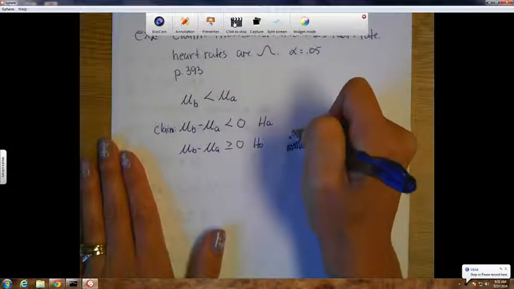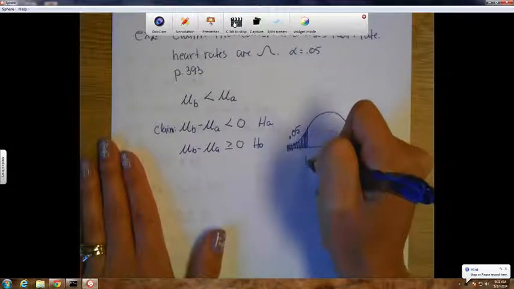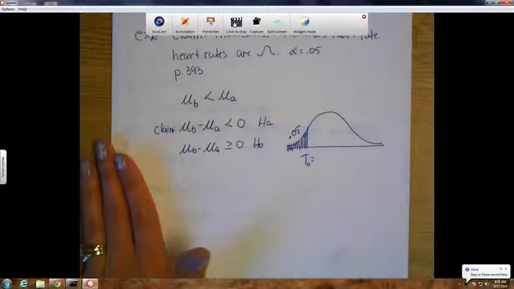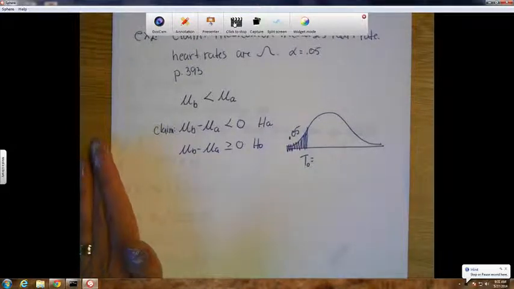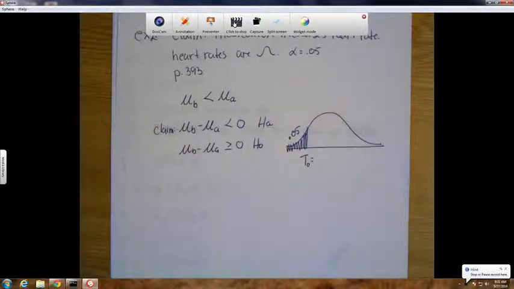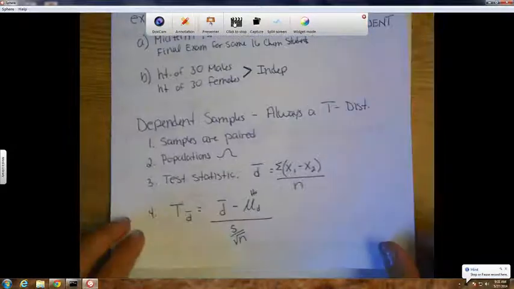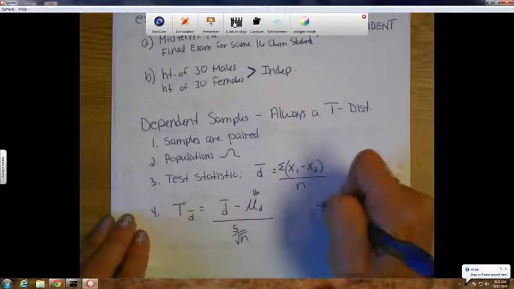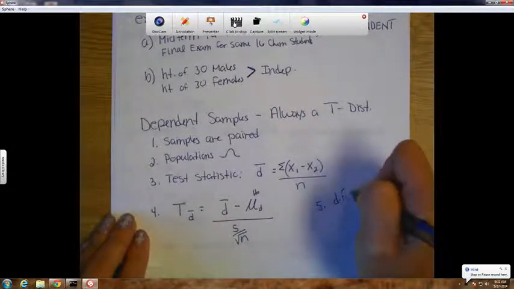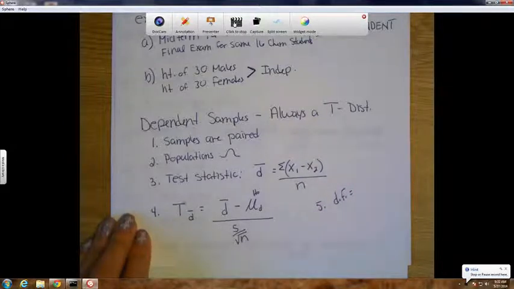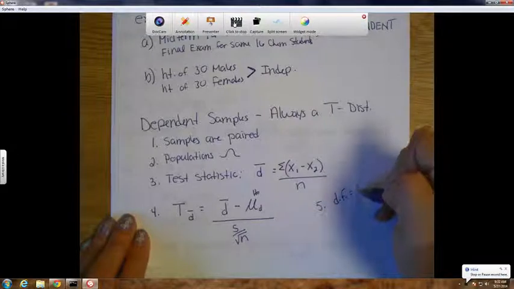5% shaded. I need a t-value here. Oh, I missed something. The degrees of freedom. I forgot to put it back here. You want to squeeze it in here. Degrees of freedom. Because it's essentially the same sample, you're using that same sample twice, it's just going to be n-1.